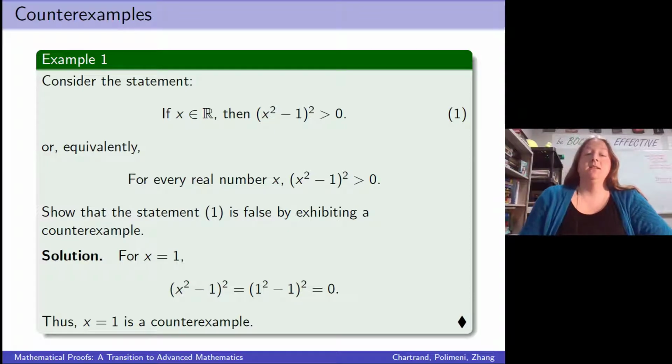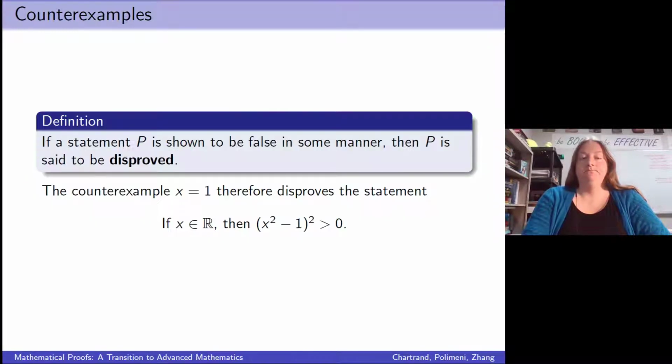So if that happens, then you should look at it and say, all right, well, I have an example. What if I put in 1? Well, 1 squared is 1. I subtract 1 from that, I have 0. It's squared. 0 squared, 0. It's not greater than 0. So what you found when you do that is a counterexample. All right? So x equals 1 is a counterexample for this statement.